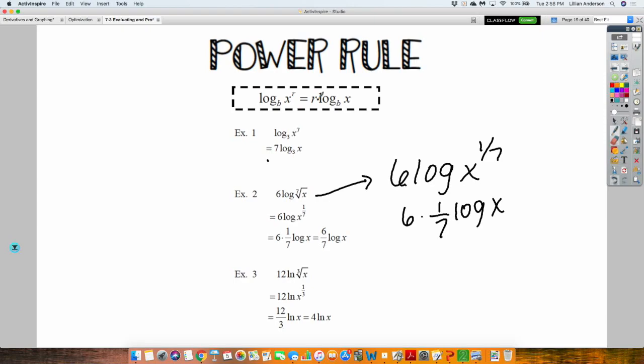Okay. And the last one, again, even with ln's, this applies. But when you multiply, if it does simplify, you want to simplify. Okay? Everyone good? Okay.